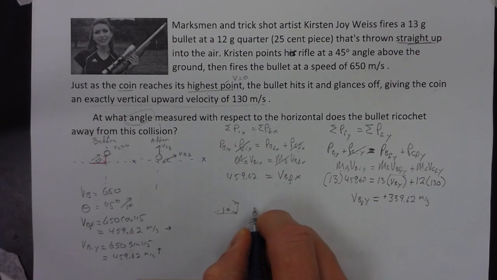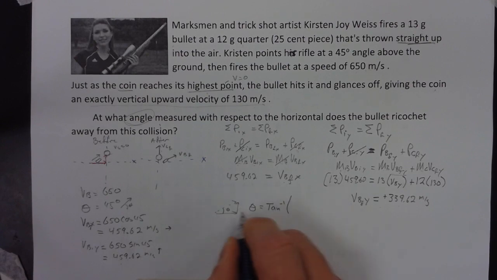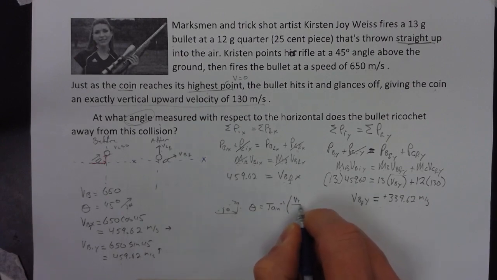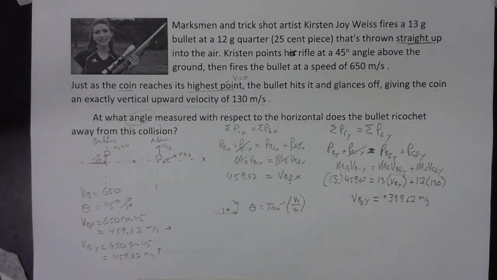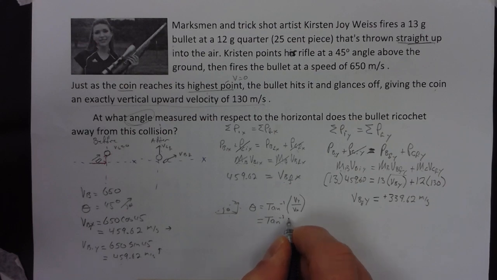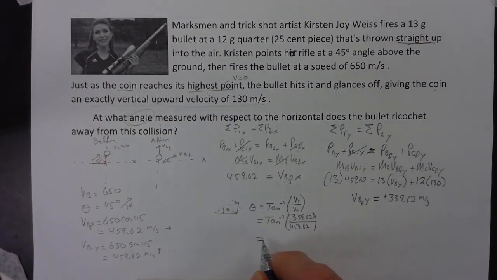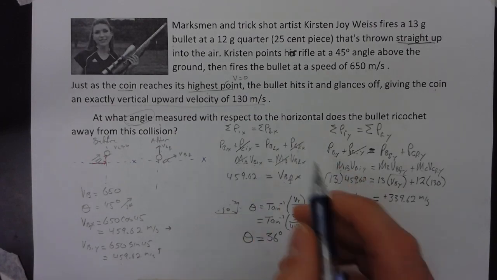That's what it wants. So that angle is going to equal the inverse tangent of the opposite side, the vy final, over the vx. It's not always y over x. It is always opposite over adjacent. So inverse tangent of 339.62 over 459.62. Interesting that those both end in 62. And when we do that, we get 36 degrees. Theta is 36 degrees. And that's above the horizontal.